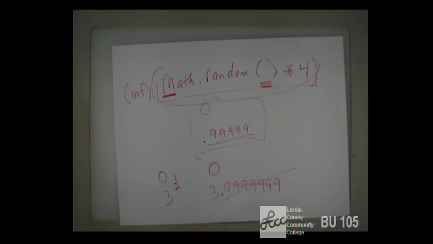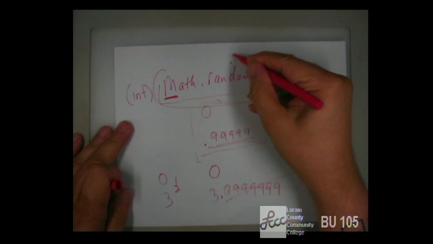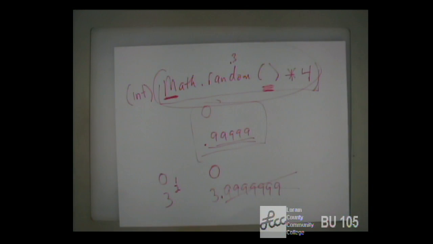So for example, if we did our random number and we got 0.3, then 0.3 times 4 would be 1.2. We convert 1.2 to an integer, and we get 1. If we got a 0.7 in the random number, 4 times 0.7 is 2.8. We already multiplied by 4, so we have 2.8.